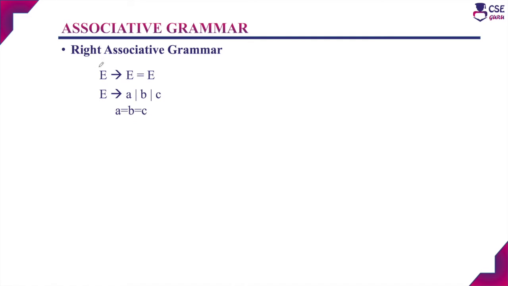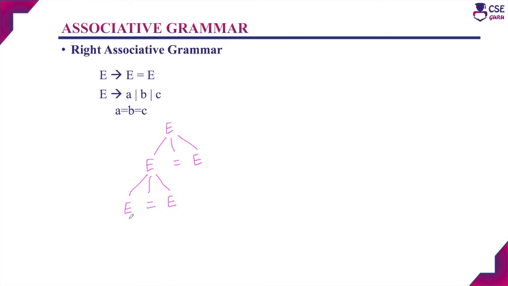Next, we will see right associative grammar. Consider this grammar: E derives E equal E, and E derives A or B or C. We have to derive the string A equal to B equal to C, and here we will construct the parse tree for deriving the string. First, we apply E derives E equal E, and then for this non-terminal, we apply E equal E.